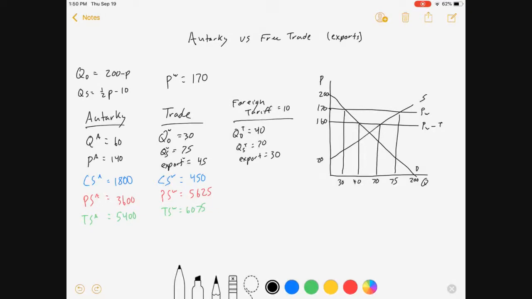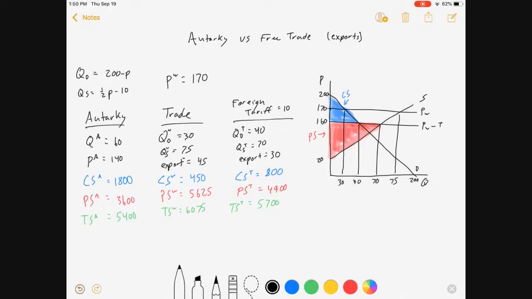So let's show the consumer and producer surplus now. Consumer surplus, everything below demand, above the price they pay. Let's see, half times base times height, that's going to come out to 800. Producer surplus, everything below the price they receive and above the supply curve. Half times base times height, it's going to be 4,900. And so we get a total surplus of 5,700.